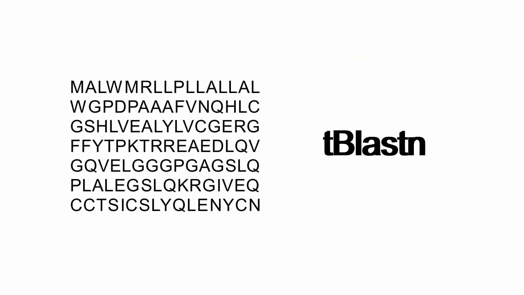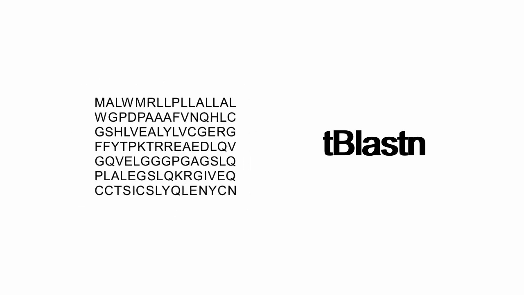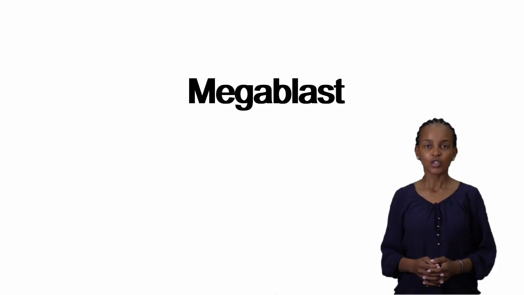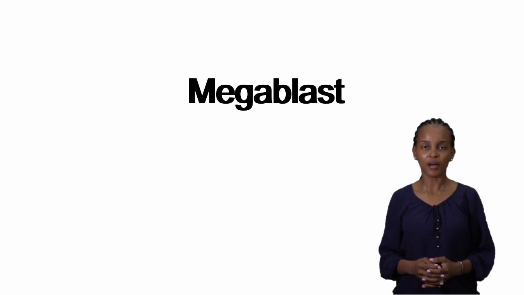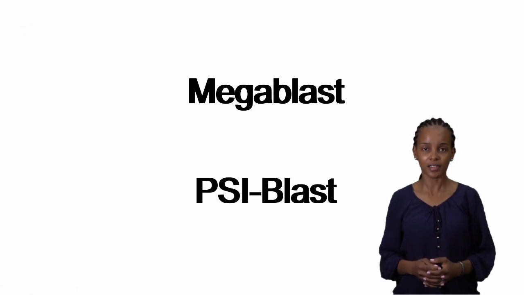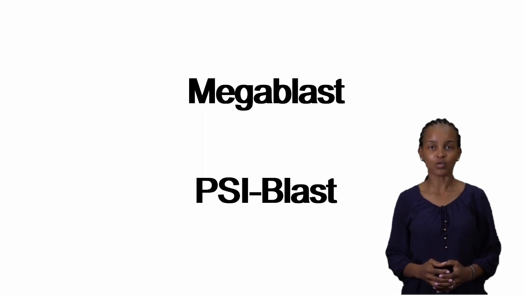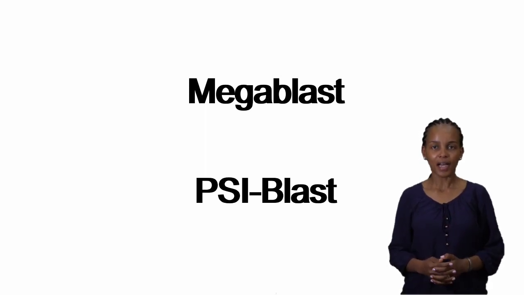T-BLAST-N is a search setting that does the opposite. It compares a protein sequence against all 6 reading frames in a nucleotide database. 2 other useful search types are MegaBLAST and PSI-BLAST. MegaBLAST can compare a large number of sequences at once. PSI-BLAST is a more sensitive method of finding distantly related proteins.